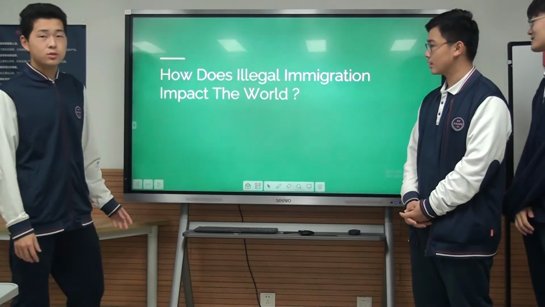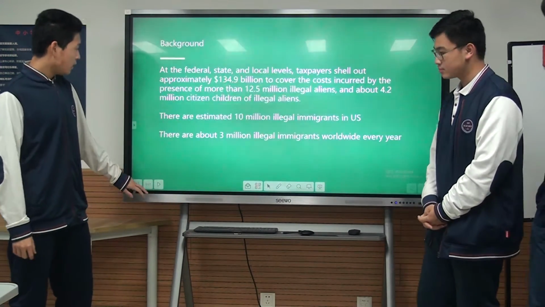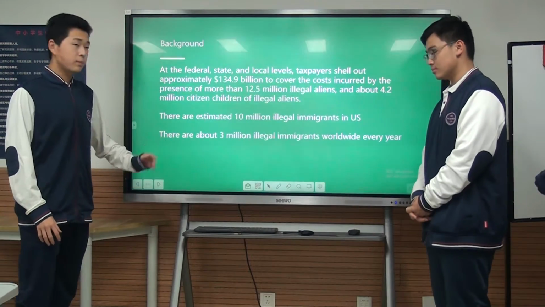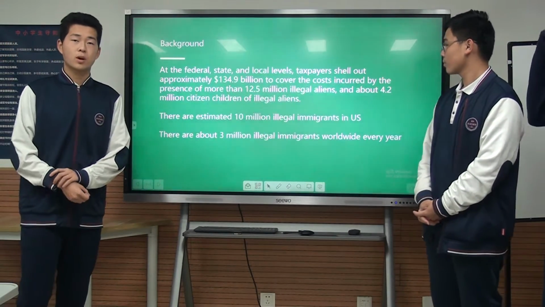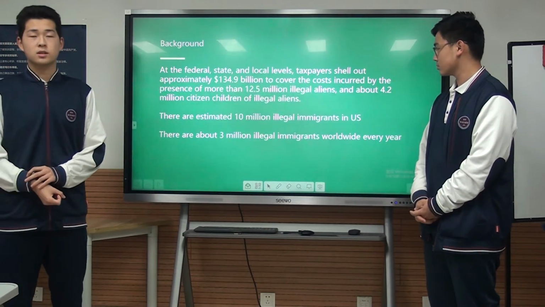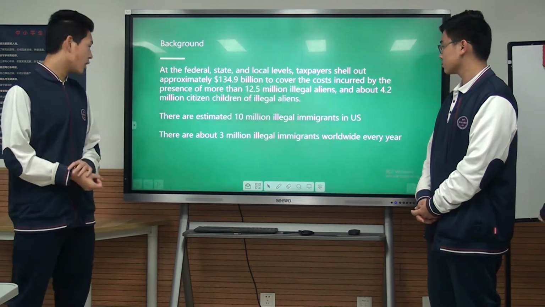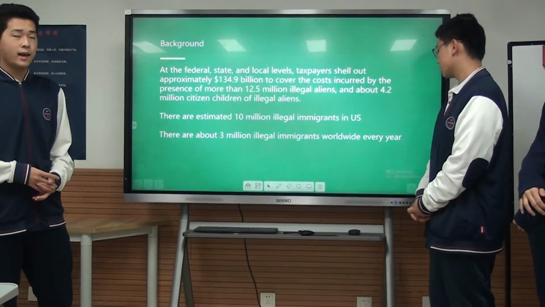Here's a question that leads to our background information. How does illegal immigration impact the world? According to the data shown in the PowerPoint, the US has spent billions of dollars each year trying to solve the problem caused by illegal immigrants. And similar situations appear in developed nations as well. And there are about 3 million illegal immigrants worldwide every year.